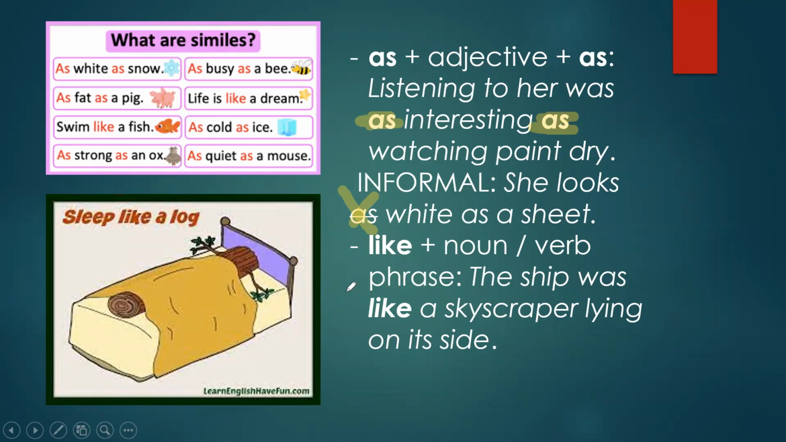And we can use like, the second variant of similes, like and a noun, or like and a verb phrase. The sheep was like a skyscraper lying on its side. On the left, you can see that we use them in a lot of different idioms: as fat as a pig, swim like a fish, as strong as an ox, as white as snow, or my favorite one, sleep like a log. So they are called similes, and they are very useful for different stories and for speaking, of course.